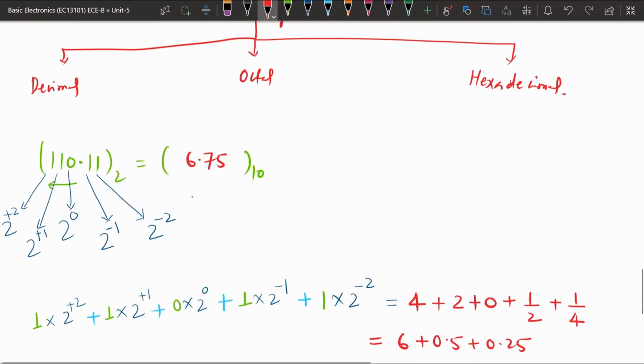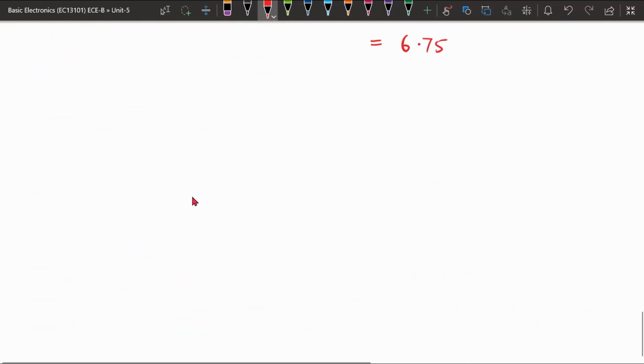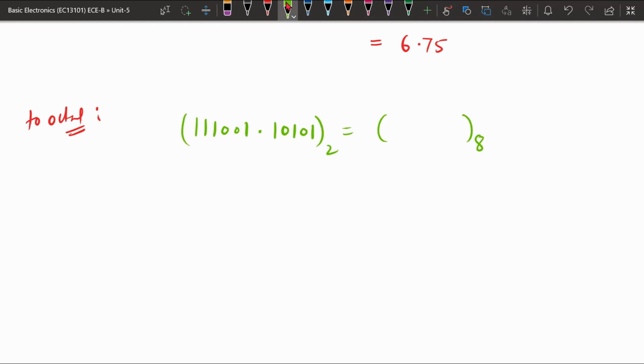Okay. Next, we need to convert into octal, from any number system. If we want to convert binary to octal, suppose a binary representation is there and we need to convert it into octal, it is a very simple method. What we need to do is make pairs of 3. On this decimal point, on the left side of the decimal point, we will be making groups of 3 binary digits.